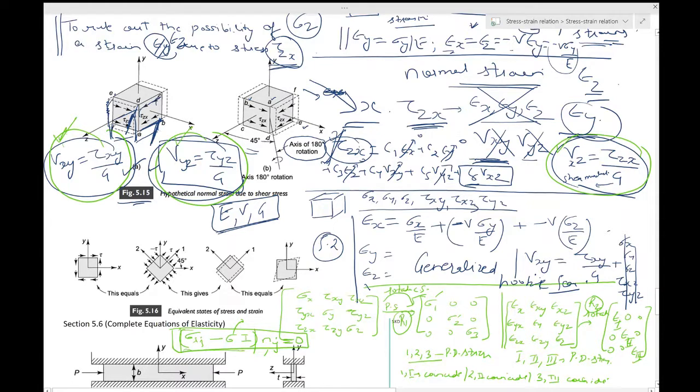So how would you go about it? You have this sigma already, and minus sigma I, sigma times the identity matrix, would mean that you have sigma x minus sigma, tau xy, tau xz; tau yx, sigma y minus sigma, tau yz; then tau zx, tau zy, sigma z minus sigma. This determinant has to be equal to 0.